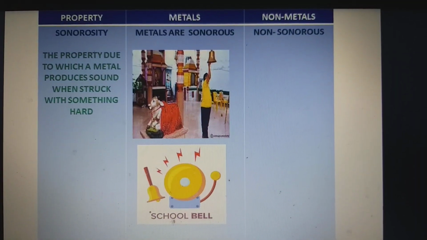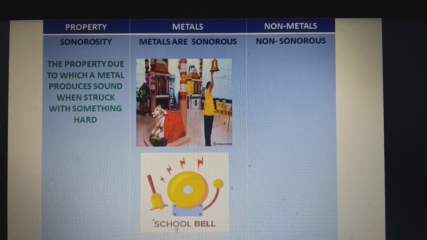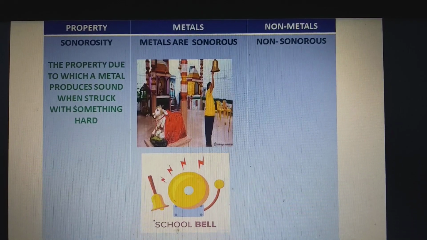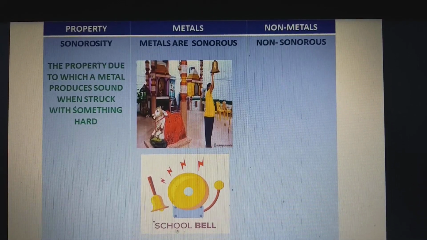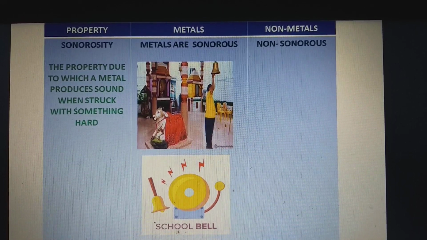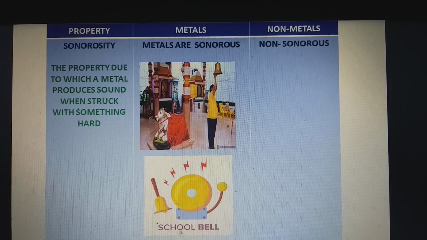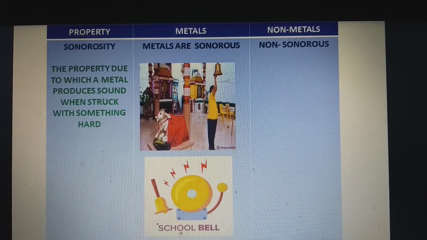I pass on to the next property, that is sonoricity. Let us first define the term. The property due to which a metal produces sound when struck with something hard is called sonoricity. Metals are sonorous, whereas non-metals are non-sonorous. Let us study in detail about sonoricity in metals.